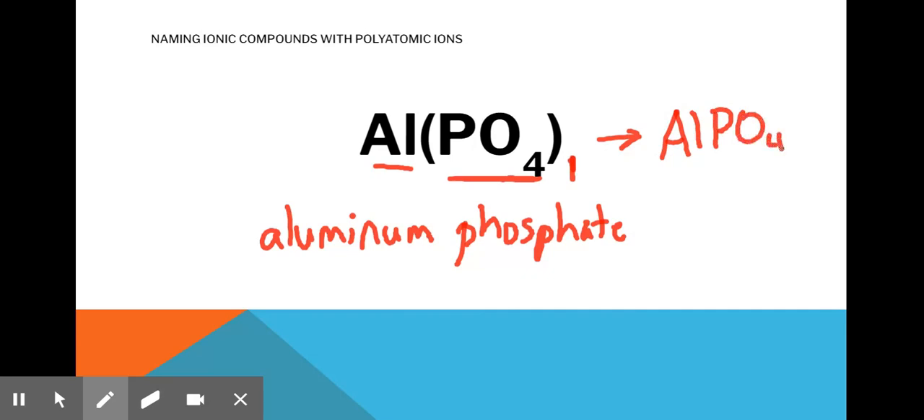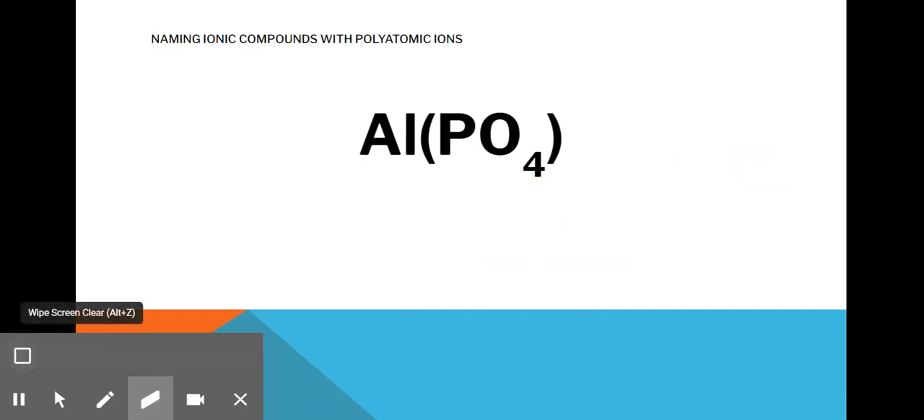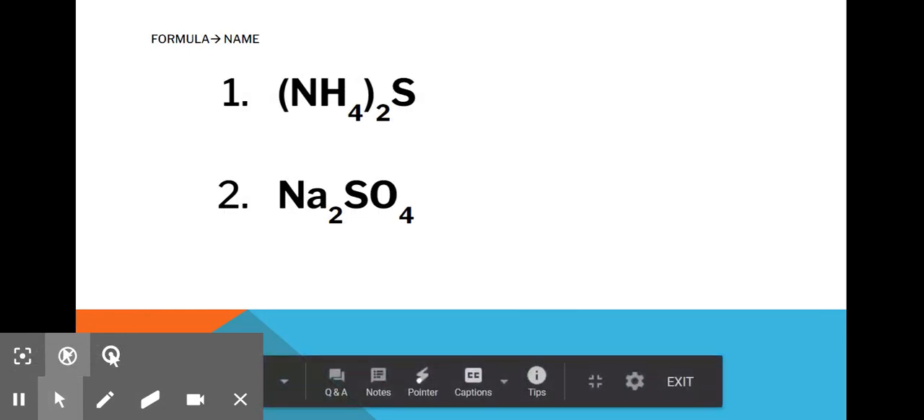And you have to recognize that aluminum is the metal, which means that PO4 must all go together as a polyatomic ion. Look it up on your common ions chart, and you see that it's called phosphate, and there you go. Go ahead and try these two.